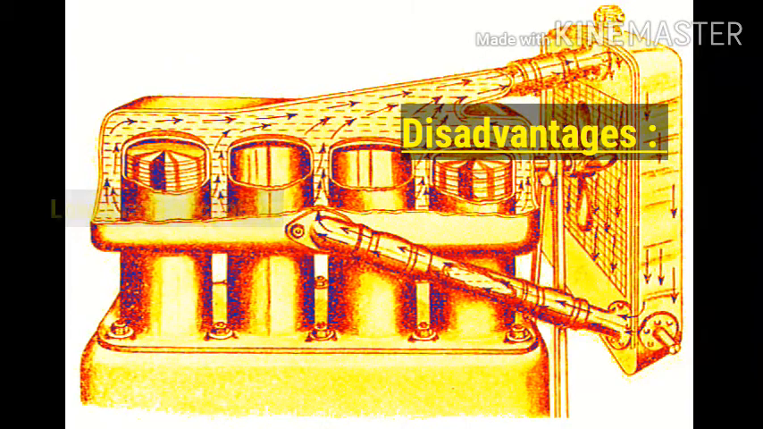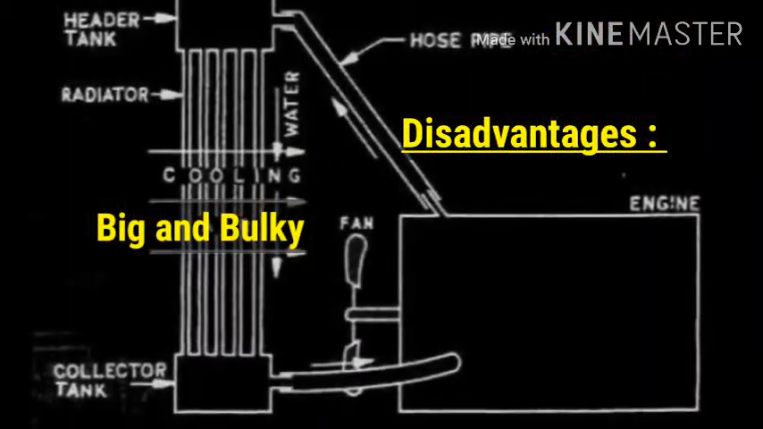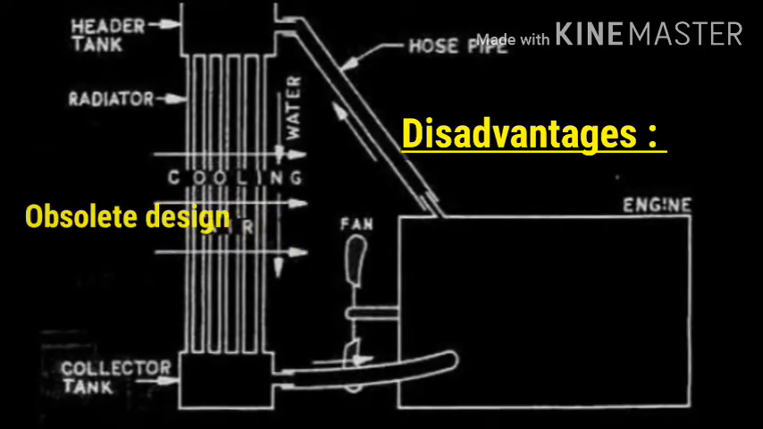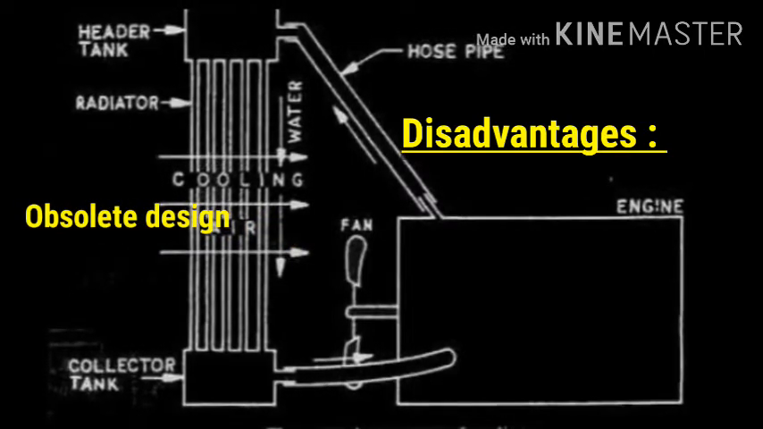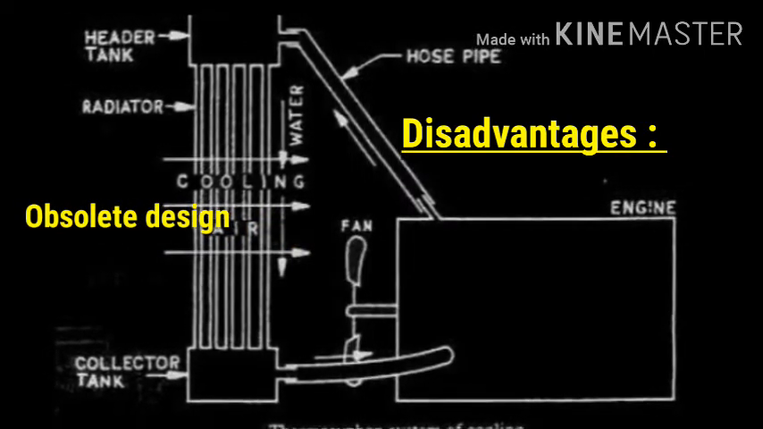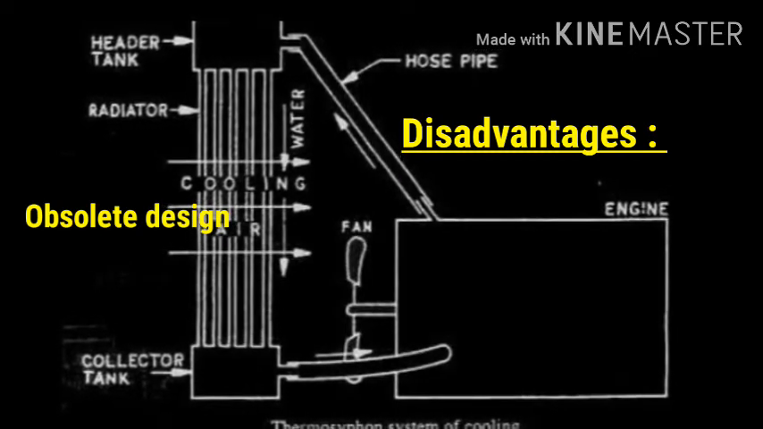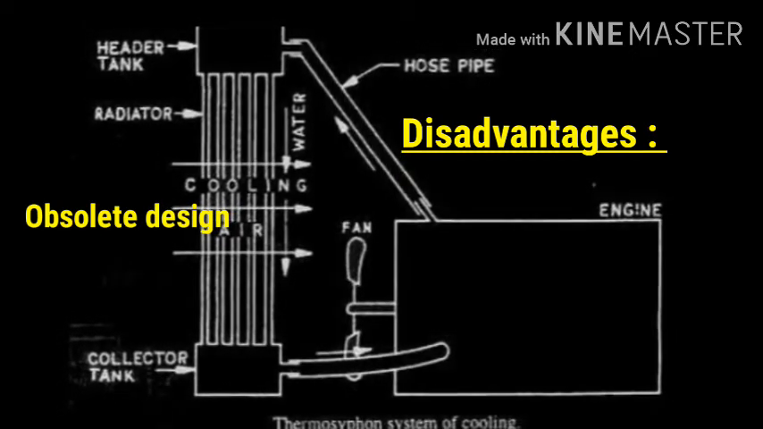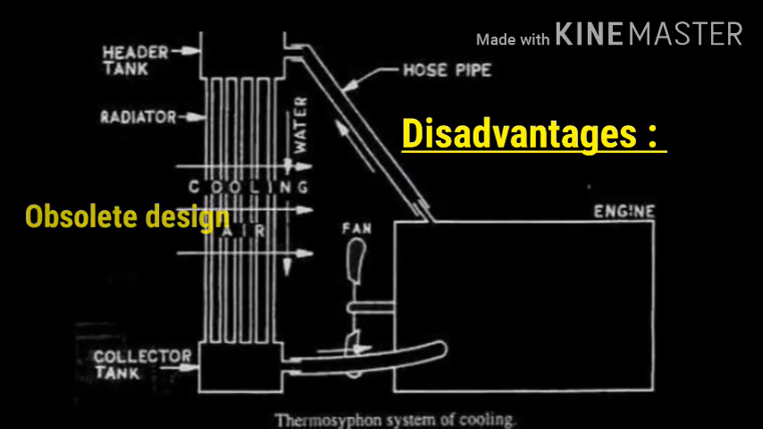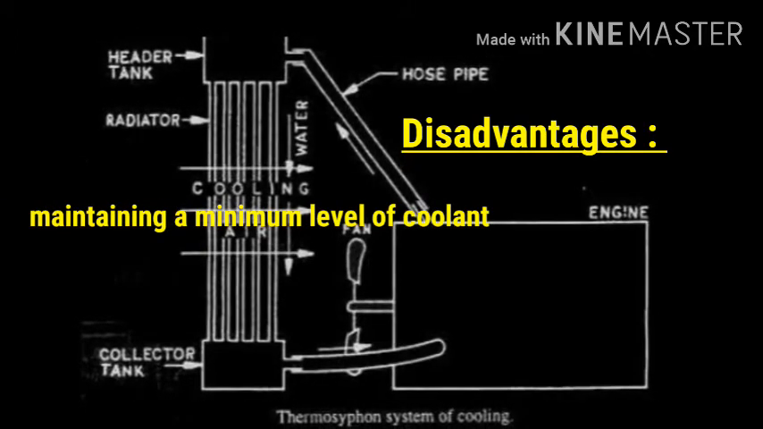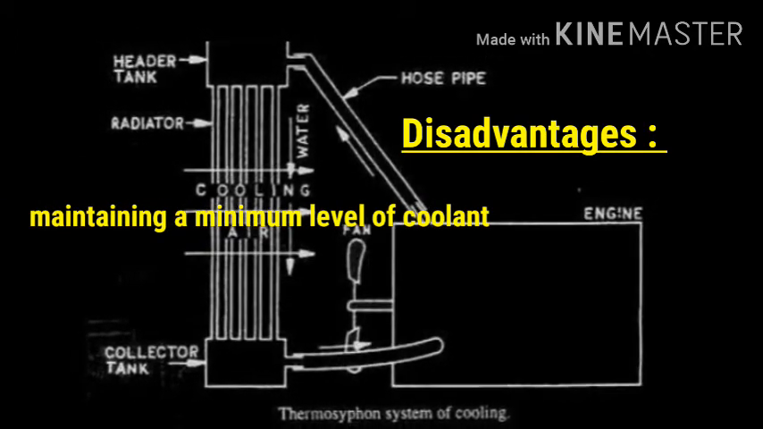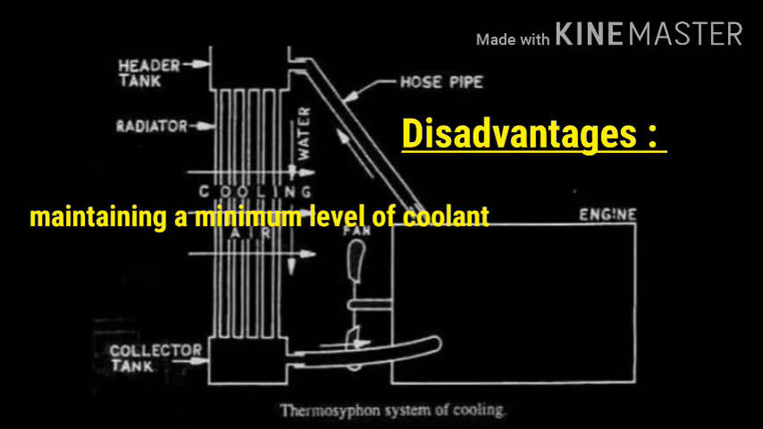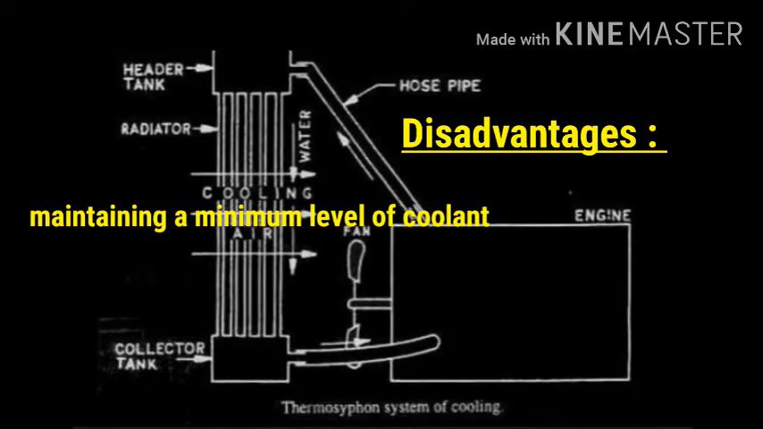Therefore, to be efficient, the system has to be big. Second, in this system, the radiator header tank must be located higher than the top of the cylinder coolant jackets, which is no more possible for modern day bodies. Third and last point, a minimum level of coolant has to be maintained. If the coolant falls below this level, continuity of the flow will break eventually.